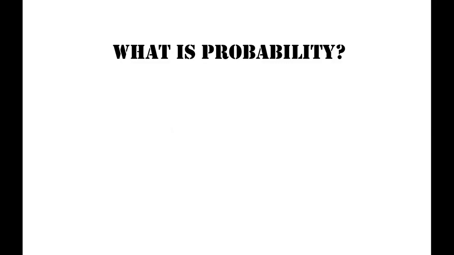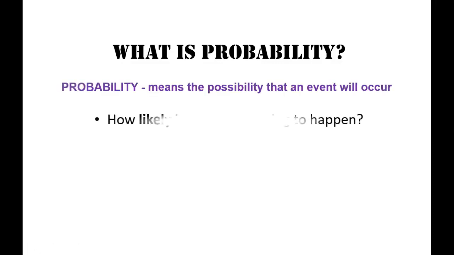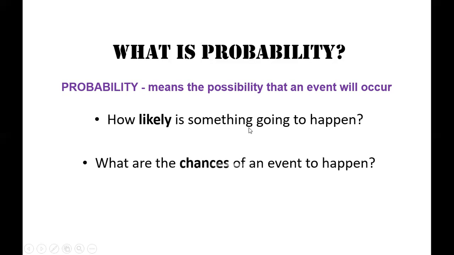Yesterday, we have learned about probability. Let's just recall about probability before I explain the main lesson today, which is our recorded lesson. Okay? So yesterday, we have learned about probability. What is probability again? We have learned yesterday that probability means the possibility that an event will occur. How likely is something going to happen? What are the chances of an event to happen?